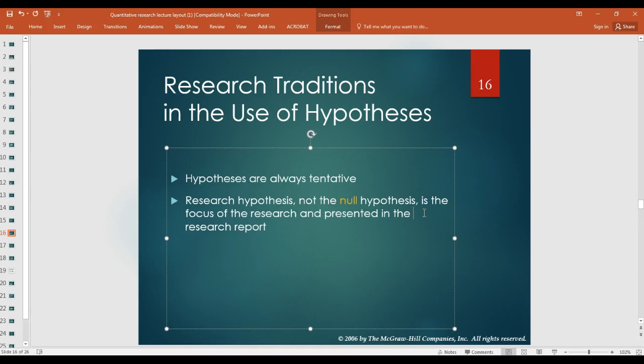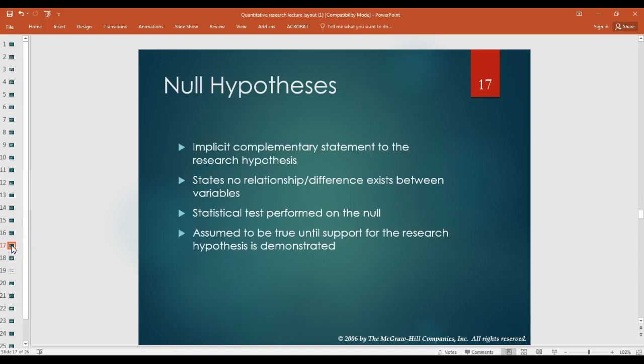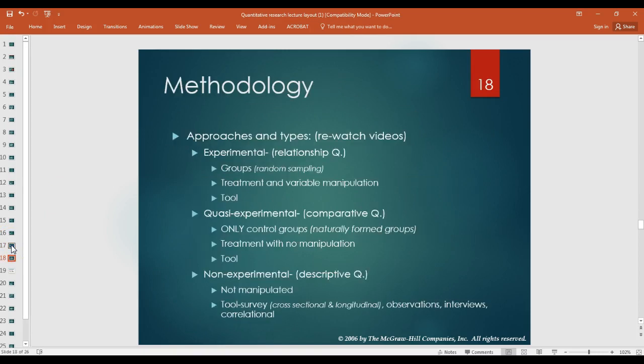So three kinds of hypothesis: directional, very specific and precise; non-directional, which usually just says that there is a relationship, but you're not sure what kind of relationship; or null, which is nothing. Null comes from nothing. No correlation, no relation, no comparative analysis, nothing. Here is the null hypothesis.